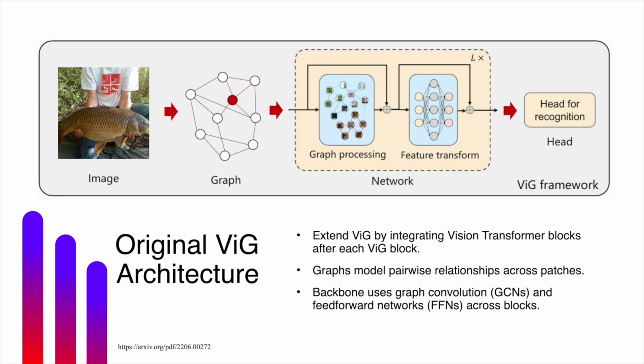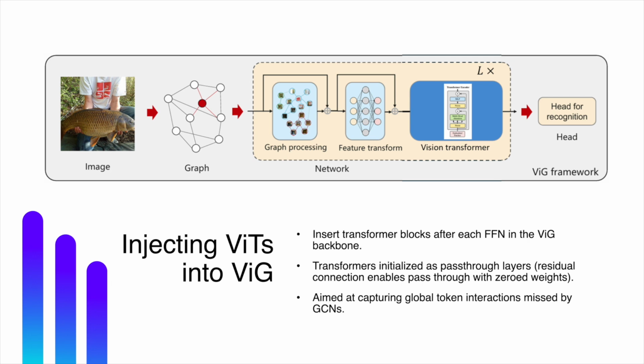Taking a look at the ViG architecture, we can see two crucial elements. The ViG backbone consists of graph convolutions and feed-forward blocks. These operate on tokenized image patches represented as nodes in a graph, learning local relationships. We modify this backbone by inserting vision transformer blocks after each FFN layer. To prevent interference during early training, the transformers are initialized as pass-through modules, zeroed weights with residual connections. This lets the graph gradually learn long-range dependencies without destabilizing training.